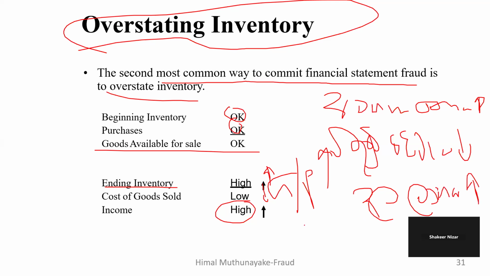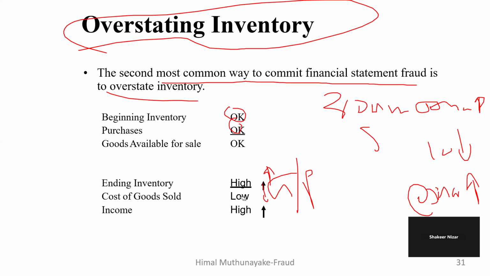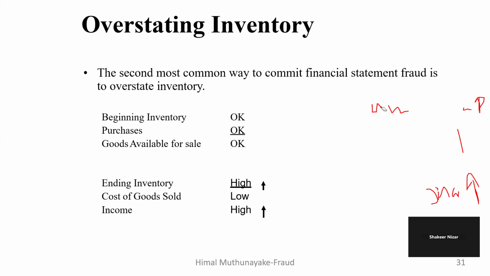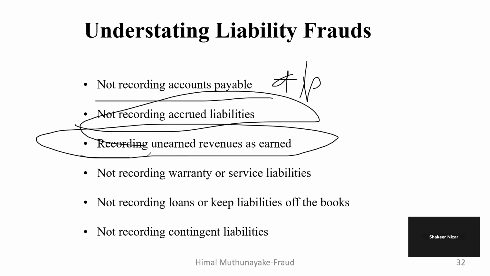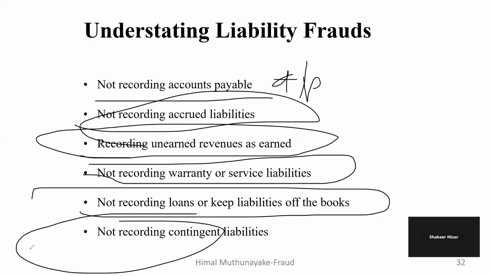GP margin is high. Right? Clear? Clear. Understating liability frauds: you are concealing, not recording the accounts payable, AP, not recording current and accrued liabilities, not recording unearned revenues, recording unearned revenues as earned, not recording warranty as service provisions, not recording loans, not recording contingent liabilities. Actually, contingent liabilities are disclosed, huh? Not recording.